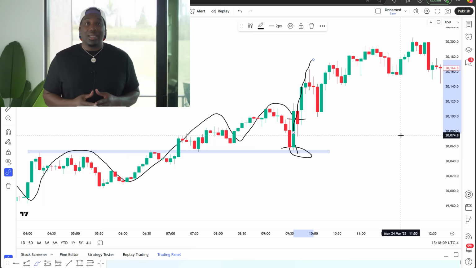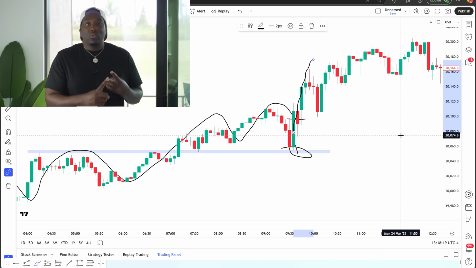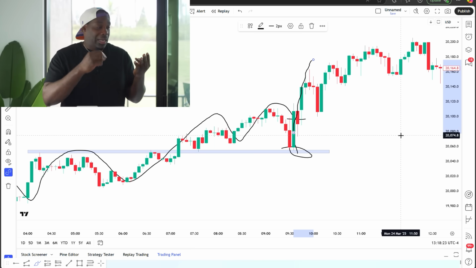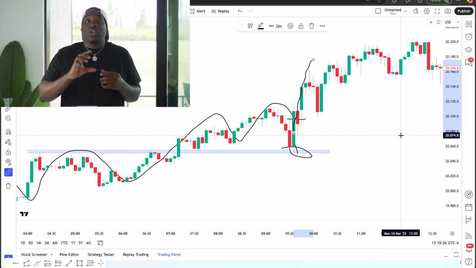So again, I was looking at the environment first. That's the number one thing. You do not want to look at anything else, because if you get the environment wrong, okay, I don't care what else you do. It doesn't matter. I don't care if you read the tape. I don't care if you read level 2. I don't care if you look at Fibonacci, order blocks, fair value gaps. I don't care what you look at, guys. If the direction is wrong, the market will wipe you out.